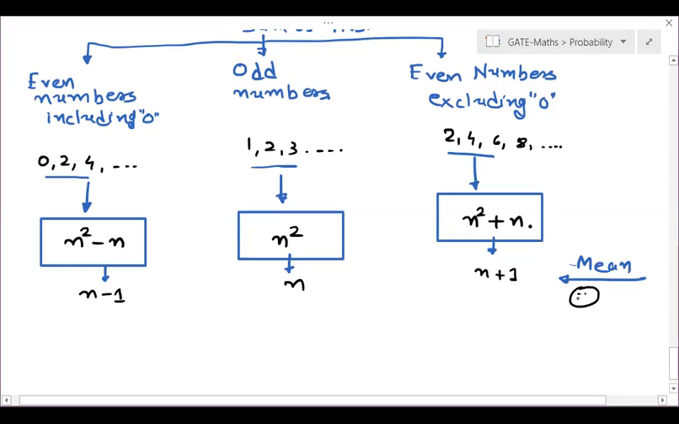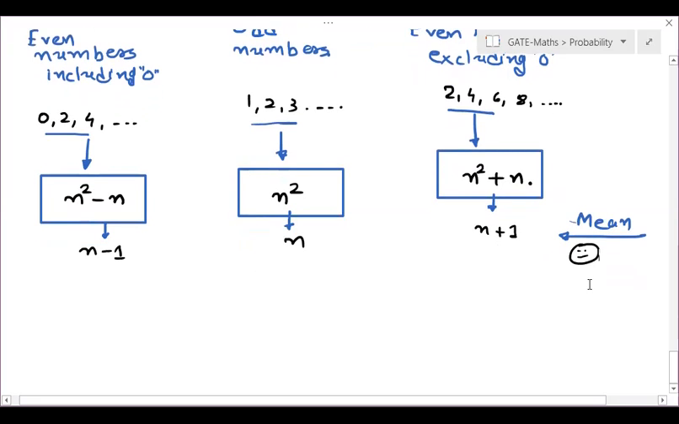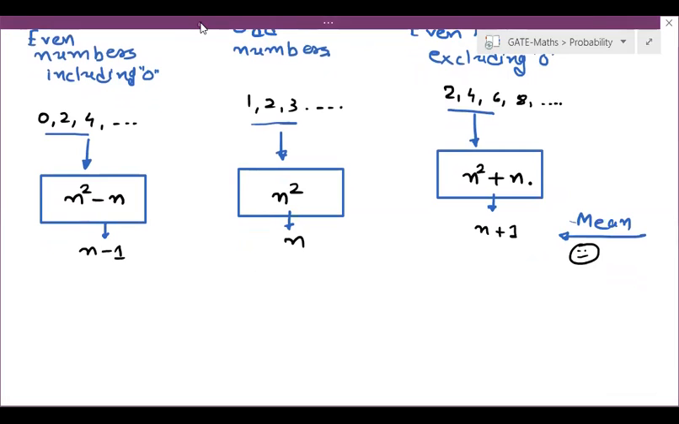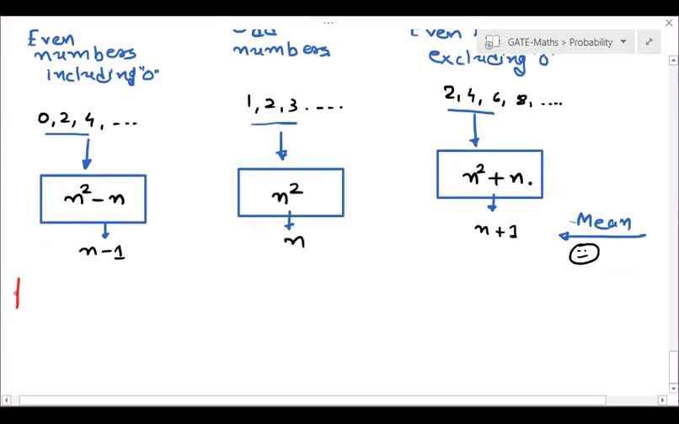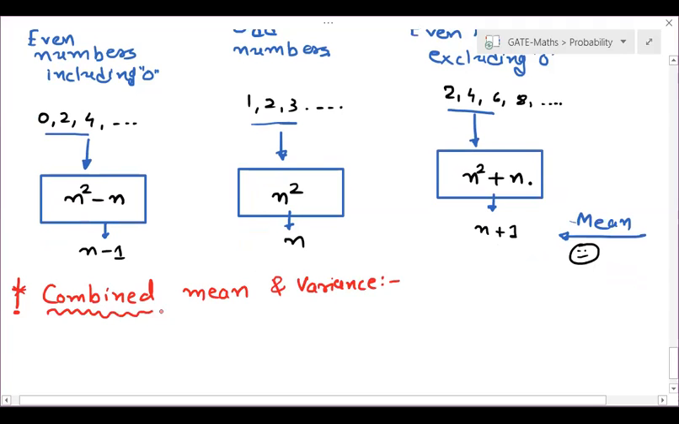Okay. Now let us see the last formula of statistics, and then let us start our basic definition of probability. So, okay, last formula of statistics. It is your formula for combined mean and variance. So suppose they are going to give you two groups, and for these two groups, you need to find the combined mean and variance. So how can you find that?